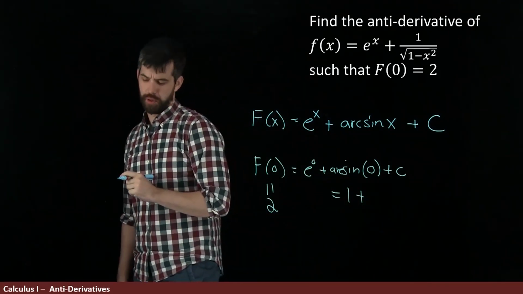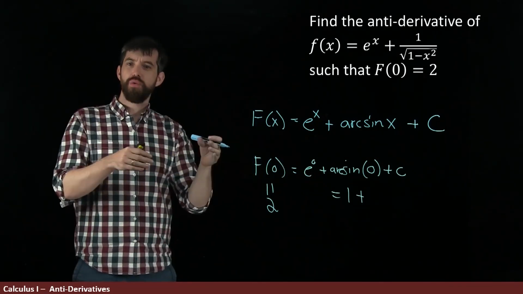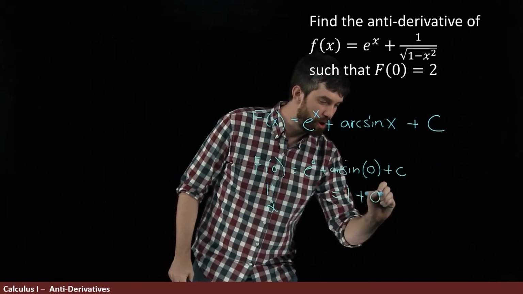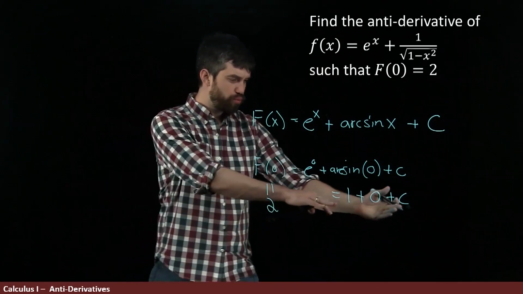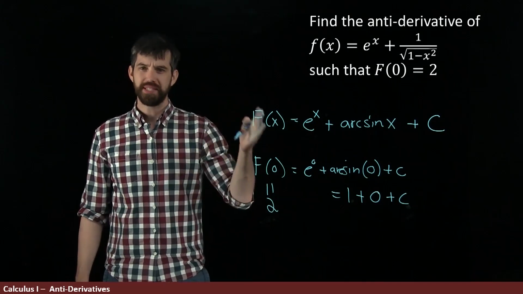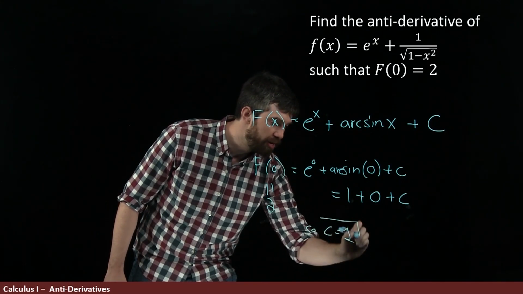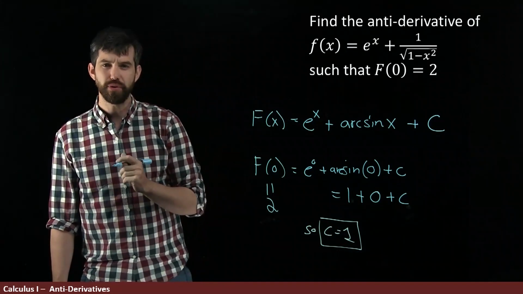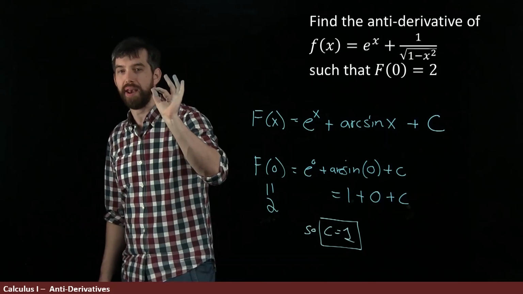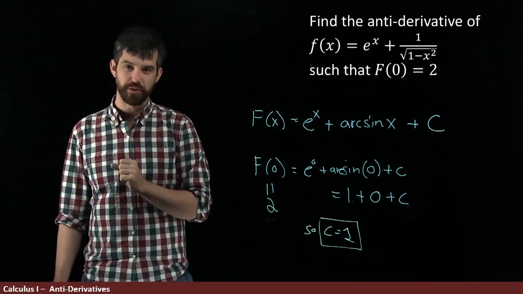What about arc sine of 0? Well, I know that sine of 0 is 0. So therefore, arc sine of 0 is also going to be 0. So this is going to be 1 plus 0 plus c. And so I have this 1 plus c on the right-hand side. I want it to equal 2. So I need to have 1 plus something is 2. I need that c to be the value of 1. In other words, we're saying that c is going to be equal to 1. And so that is the antiderivative. e to the x plus arc sine of x plus c equal to 1 will give me something that is both an antiderivative and has this property that F of 0 is equal to 2.